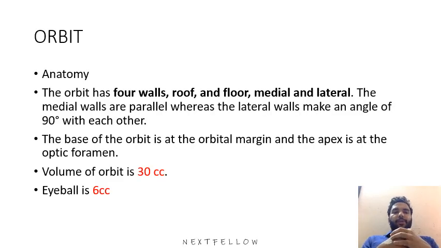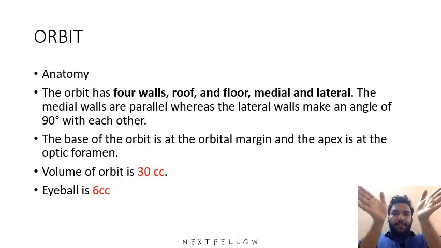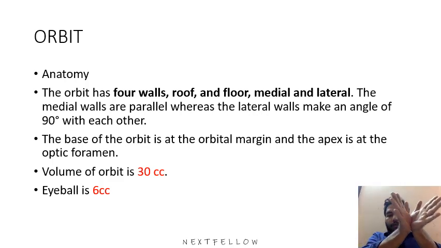Coming to the orbit, the orbit has four walls: roof, floor, medial and lateral wall. The medial walls are parallel, whereas the lateral walls make an angle of 90 degrees. As you can see here, this is the 90-degree angle that we have between the two lateral walls, and the medial walls are parallel. So the angle between the two lateral walls is 90 degrees, whereas the angle between the medial and the lateral wall is 45 degrees, and the optic nerve goes in between.